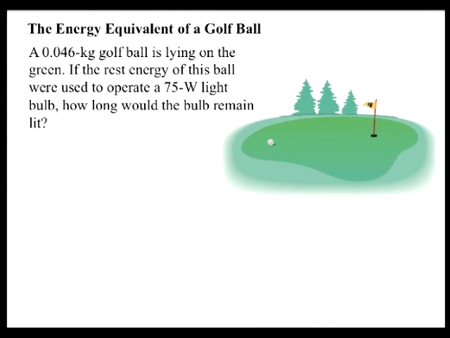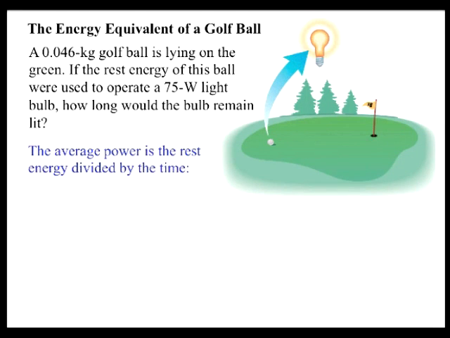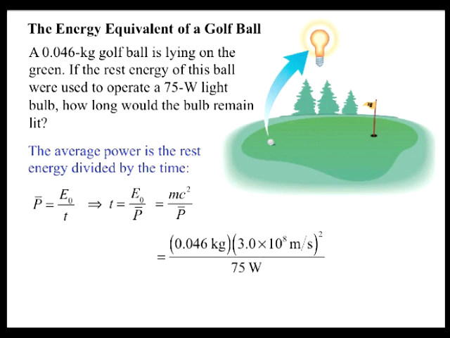Consider a 0.046 kilogram golf ball lying on a green. If the rest energy of this ball were used to operate a 75-watt light bulb, how long would the bulb remain lit? We start by noting that the average power is the rest energy divided by the time, or P bar equals E0 divided by T, or T equals E0 divided by P bar, which equals mc squared divided by P bar. Plugging in the values gives 5.5 times 10 to the 13 seconds, which is 1.7 million years.